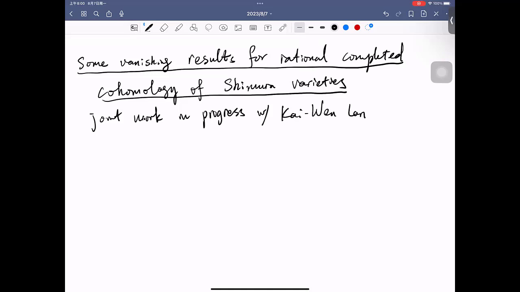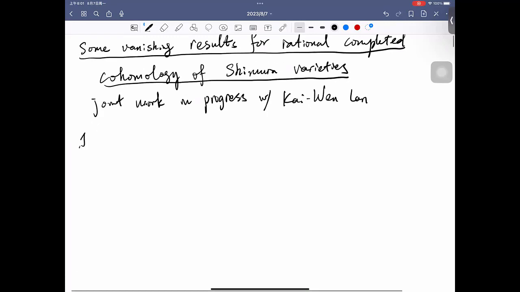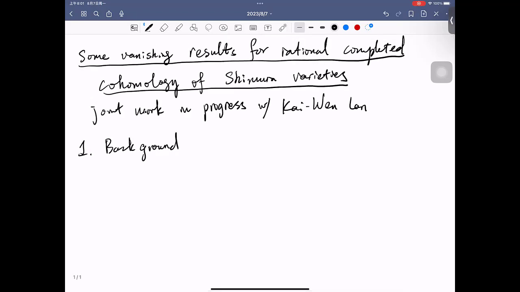Yeah, so first I want to spend some time to talk about motivation. So why do I care about what type of vanishing results we want to show? So instead of talking about the vanishing results for completed cohomology, I will first recall some known results for cohomology of Shimura varieties.